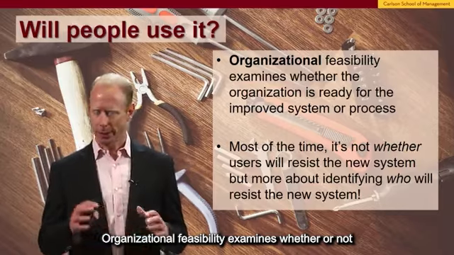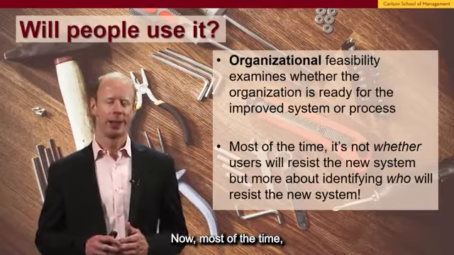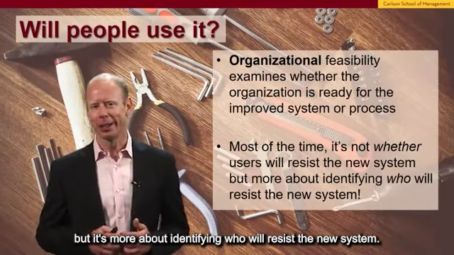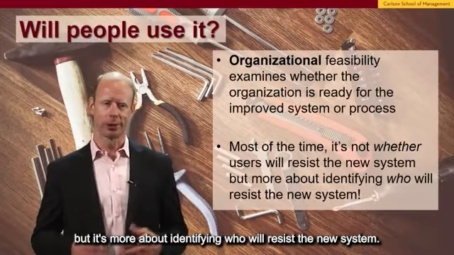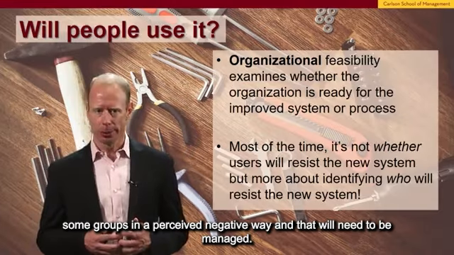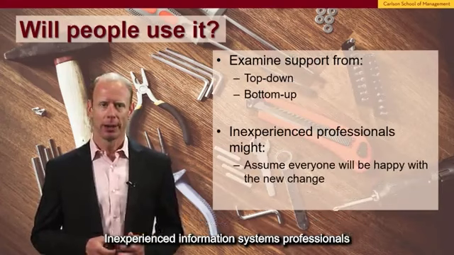Organizational feasibility examines whether or not the organization is ready for the improved system or process. Now, most of the time, it's not whether users will resist the system, but it's more about identifying who will resist the new system, because new information systems inevitably will impact some groups in a perceived negative way, and that will need to be managed.